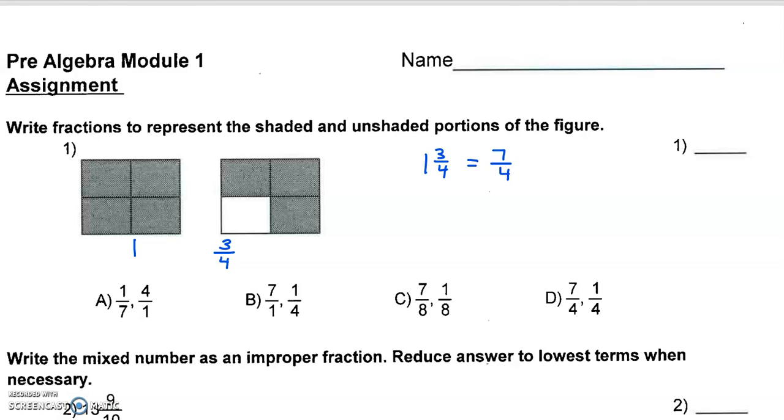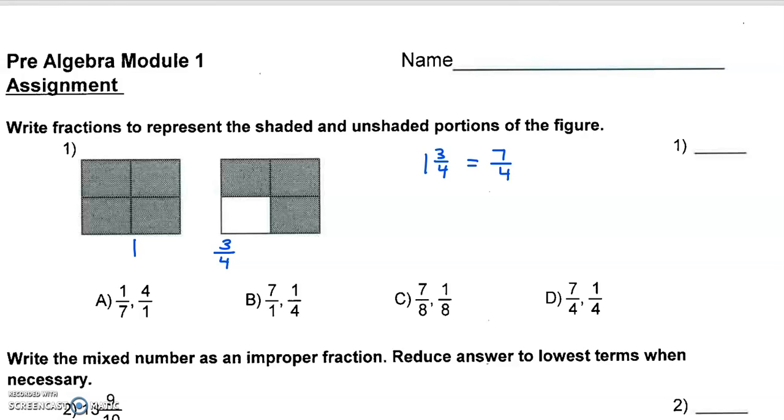So when you chose C with a denominator of 8, what you were doing is looking at the pieces individually, like there's 8 pieces in total. But fractions don't work that way. What we do is look at the number of pieces a single figure is divided into. And a single figure here is divided into fourths. So 1 whole box is divided into 4 pieces.